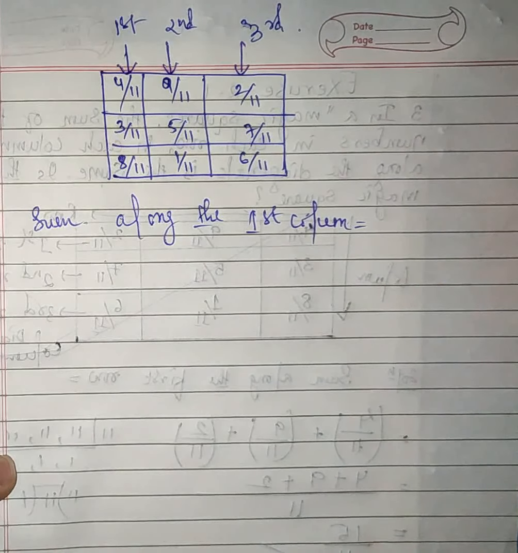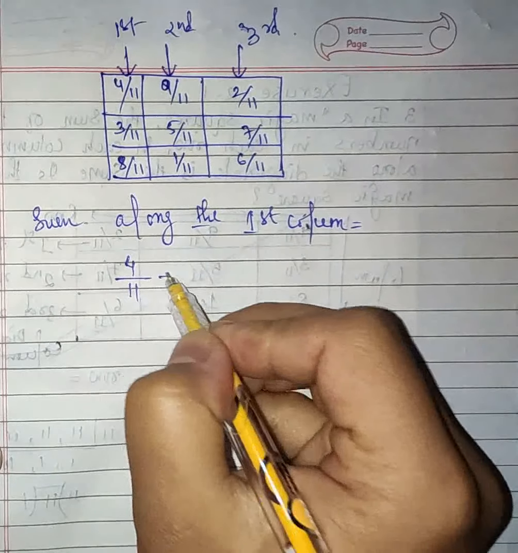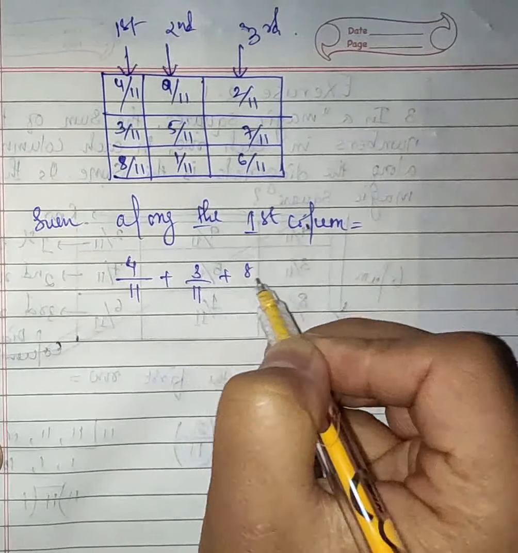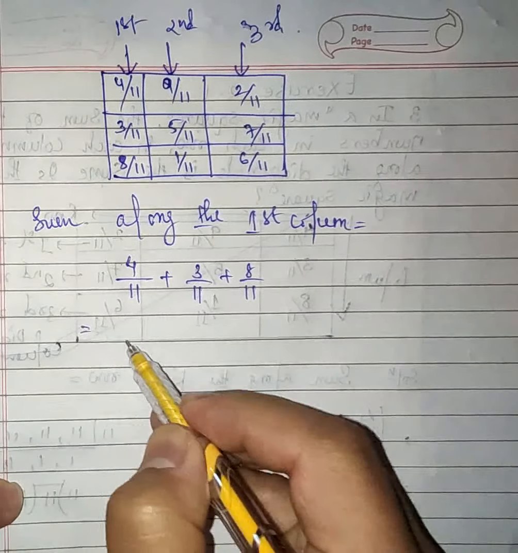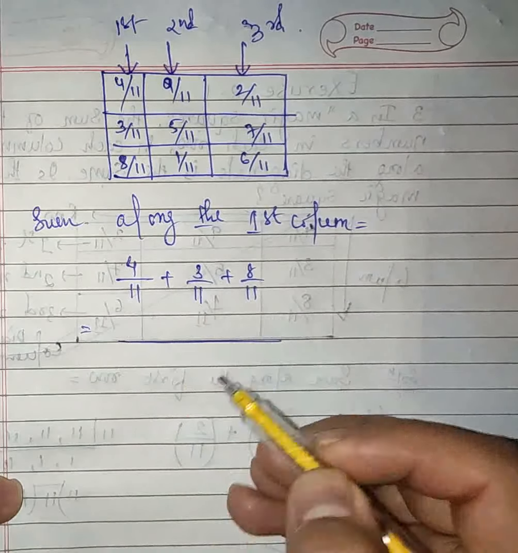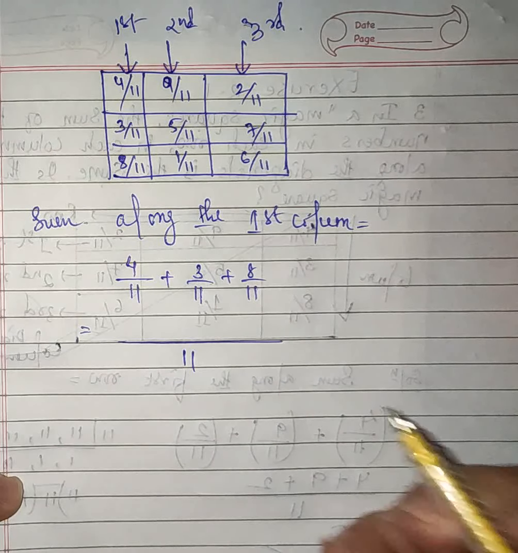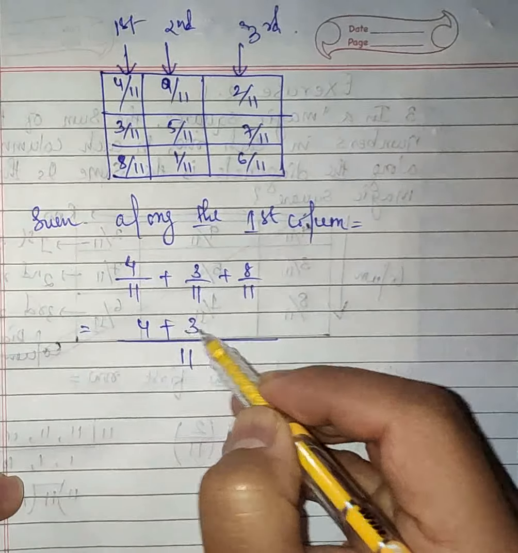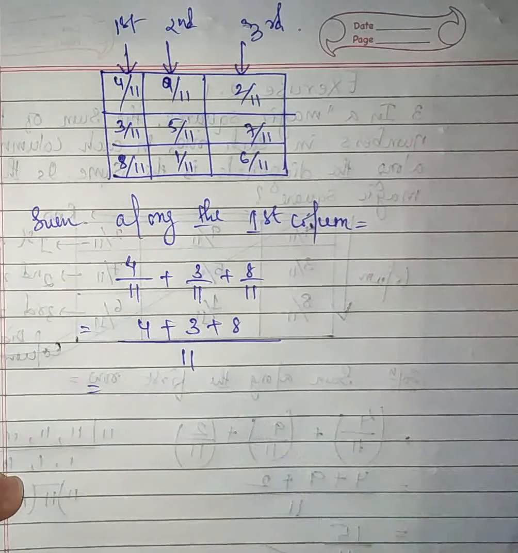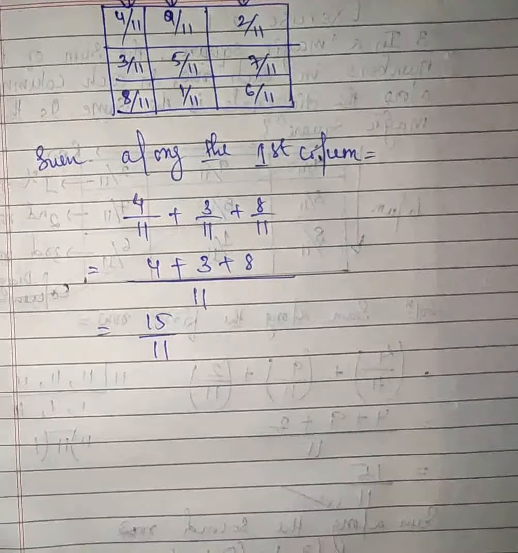Alright, so our first column is 4 by 11 plus 3 by 11 plus 8 by 11, isn't it? So adding this all, you can see all the denominators are the same, so we can write the LCM 11. 11 by 11 is 1, so 4 into 1 is 4, and again 3 plus 8, so you can write like this: 4 plus 3 is 7, 7 plus 8, 15 by 11. So 15 by 11 again we got.